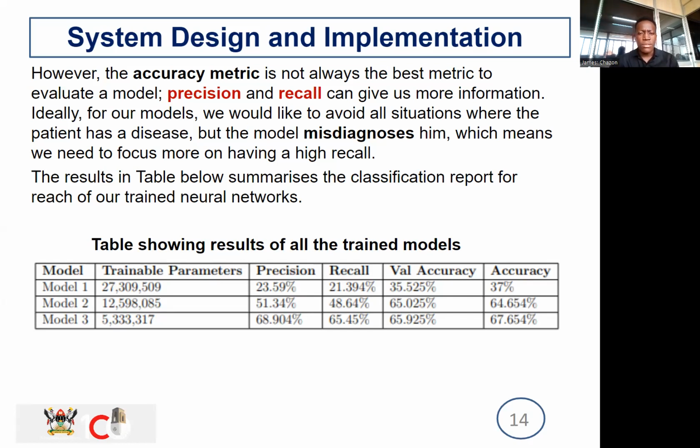We used some other metrics in the design, such as recall and precision, to represent how well the model performs on the data. Ideally, we want to avoid all cases where the patient has a disease, but the model misdiagnoses him. That means our focus was more on getting a higher recall. If you look, our model 3 had a recall of about 65%, and that's why we chose model 3 as the best model in our case.